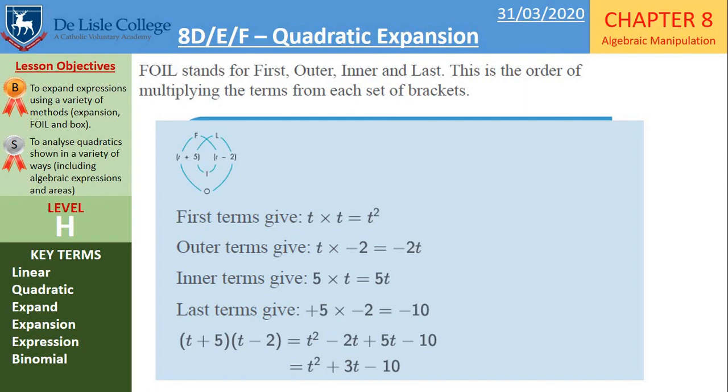The inner terms give us 5 multiplied by t to give us 5t. And the last terms give us 5 multiplied by negative 2 to give us negative 10. And we can write all of these terms together: t squared take away 2t plus 5t take away 10. And this simplifies to t squared plus 3t take away 10.